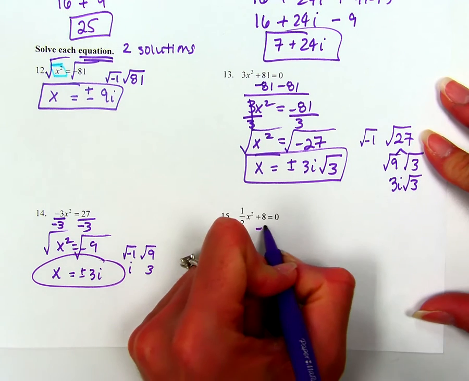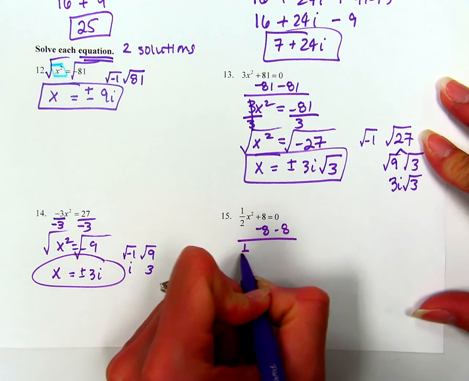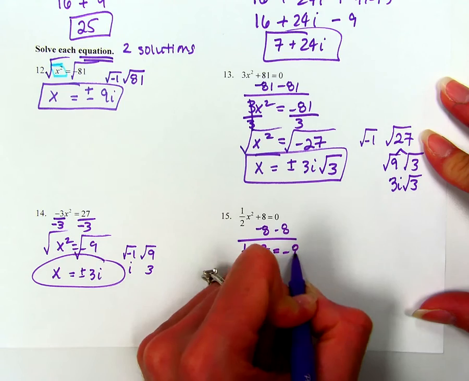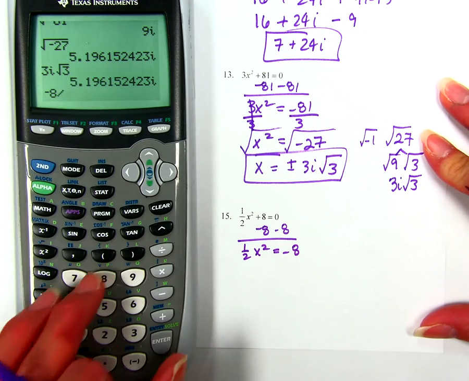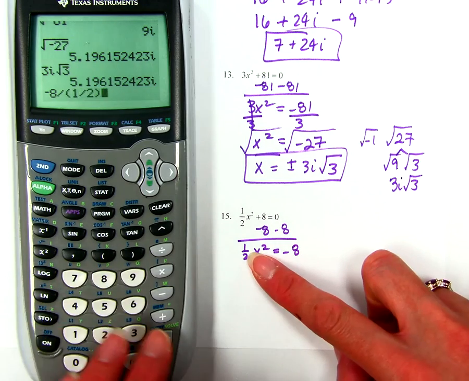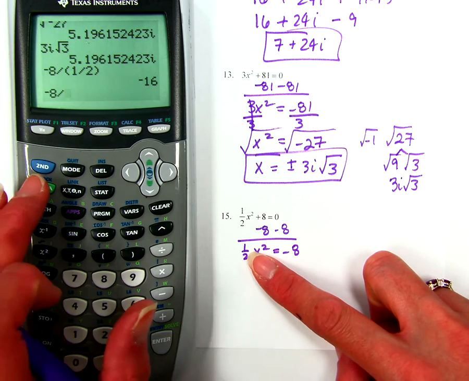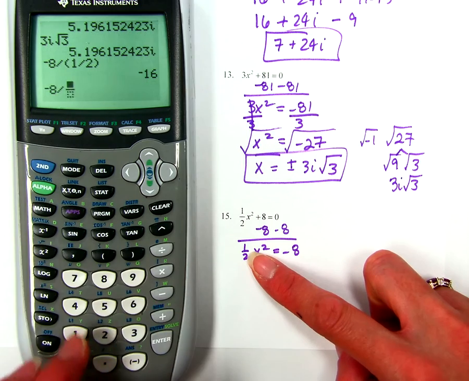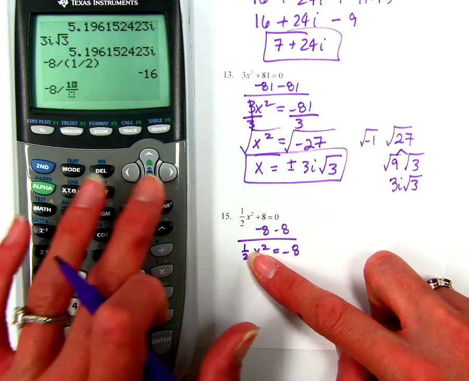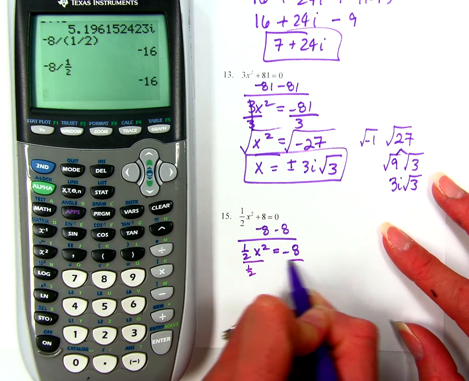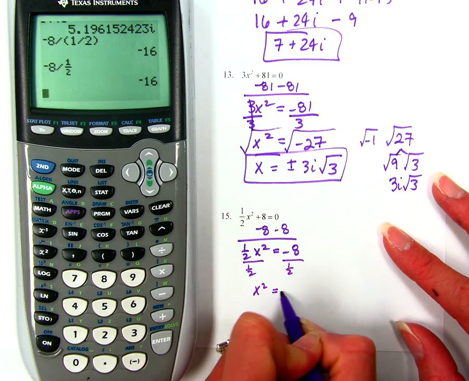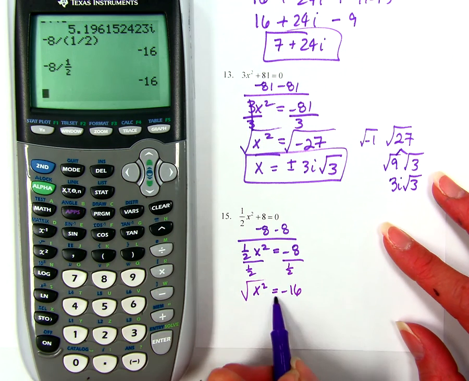Okay, last problem. I'm going to subtract the 8. And I have 1/2 x squared equals negative 8. Now, if I do negative 8 divided by a half, you either have to put it in parentheses or divide by a fraction. Oops. Okay, so make sure you get negative 16 for this problem. So x squared is equal to negative 16, and I'm going to take my square root.